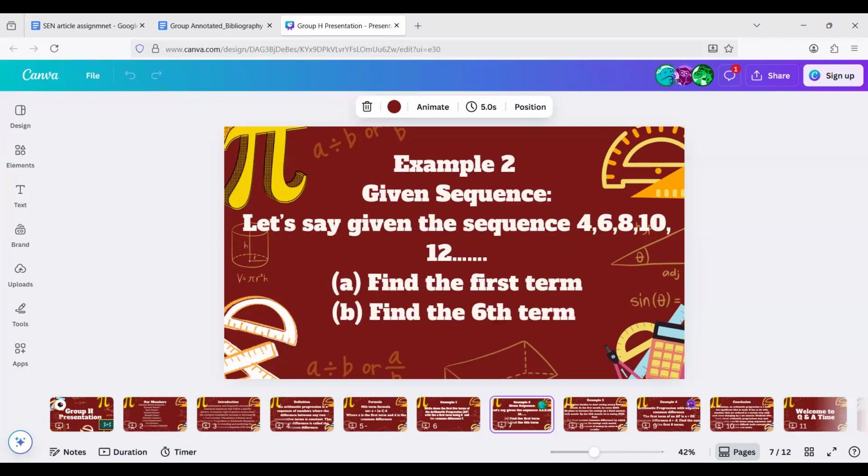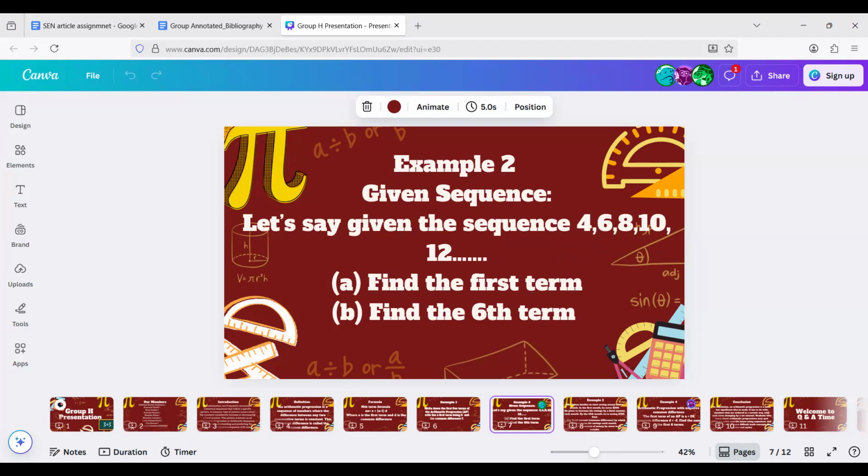Let's look at a second example. Good. Now this is a given sequence here. Now they gave us the sequence this time. The given sequence is 4, 6, 8, 10, and 12, etc. Right? So it goes on. It's infinite. They want us to find, or at least to show, what is the first term, and then we will show what is the sixth term.